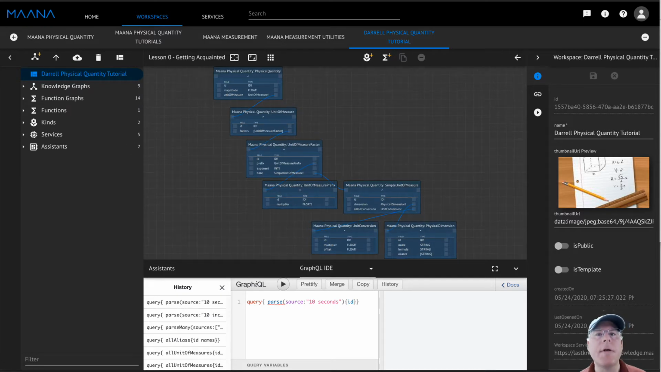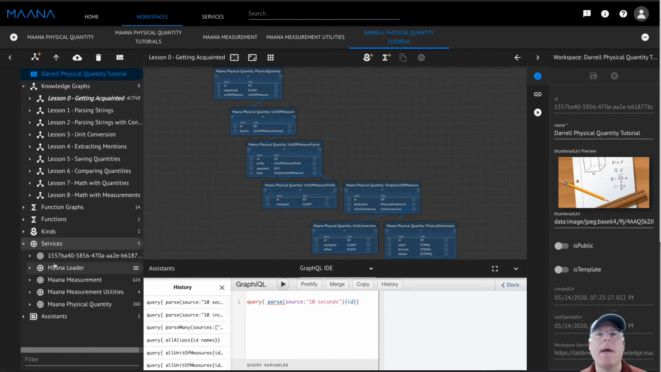This workspace is organized around knowledge graphs dedicated to each lesson. It also comes preloaded with many useful services, including the Mana Loader, the Mana Measurement Service, the Mana Measurement Utility Service, and the Physical Quantity Service. Finally, it comes preloaded with several assistants, which will make working through some of the exercises easier. If you've been following along with your own copy of the workspace, now might be a good time to pause the video and look a little bit more in depth at the kinds and functions and knowledge graphs that are included in this tutorial template.